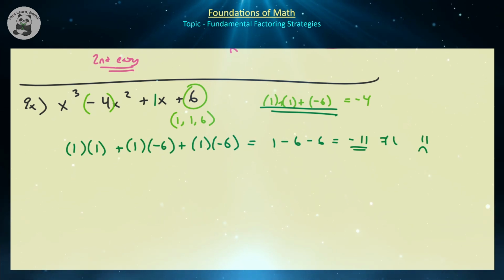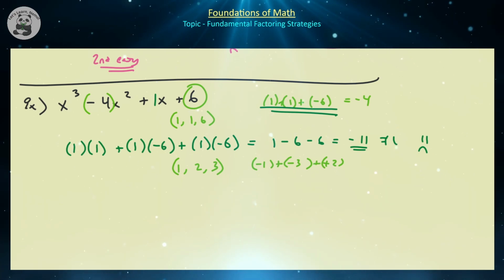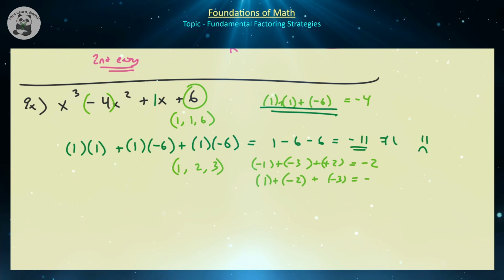So again, how can we get 6? Well, we can do 1, 2, and 3. How can we add these with some minus signs to get minus 4? If you think a little bit, how can we get minus 4 as a sum? We can do minus 1, minus 3, positive 2. What does that give us? That gives us minus 4 plus 2, which is equal to minus 2. We could also do 1 minus 2 minus 3. That's minus 5 plus 1. Aha, there you are. There's our minus 4.